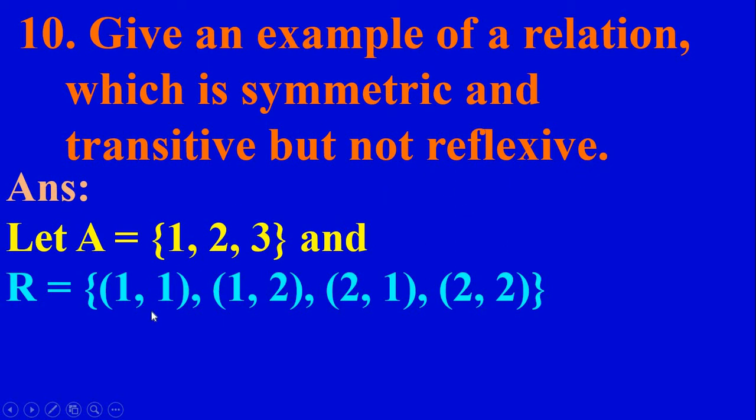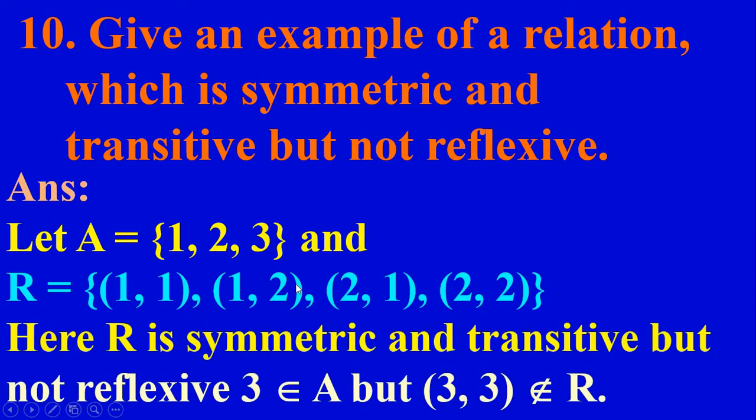Now here we check symmetric. We have (1,2) and (2,1). So therefore this is symmetric. It is symmetric and it is transitive also. Here we have (1,2), (2,1) and (1,1) is there. (1,2), (2,2), and (1,2) is there. So therefore this is symmetric and transitive but it is not reflexive.